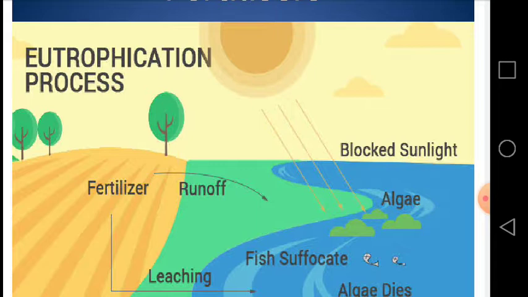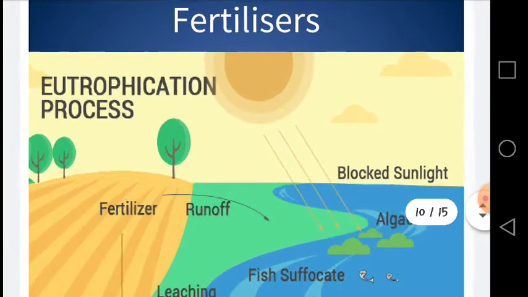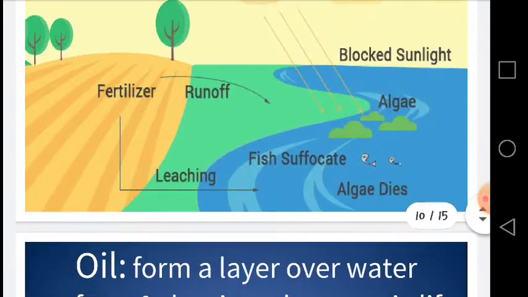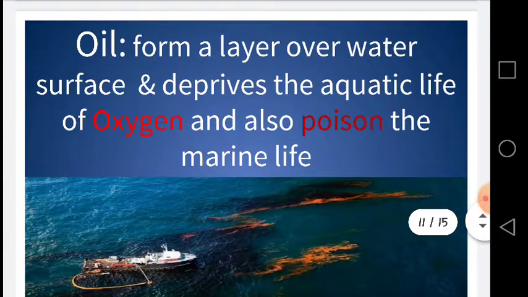So you can see, dear students, how this is very harmful to throw the fertilizers or excess use of fertilizers in the fields. Now we are focusing on another very harmful pollutant, that is oil. Dear students, sea vessels, especially oil tankers, are mainly responsible for causing oil spills.